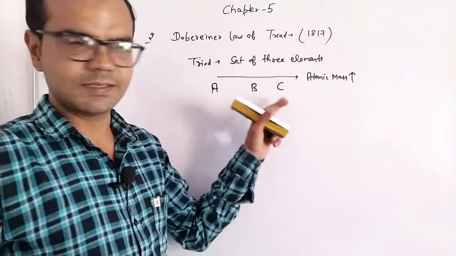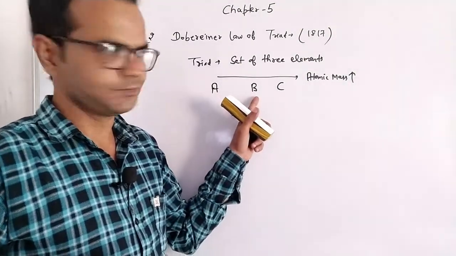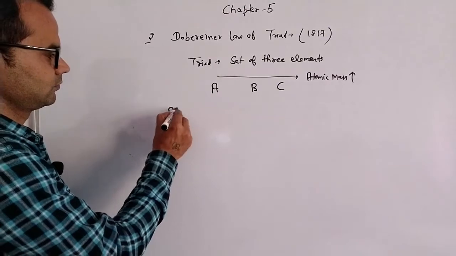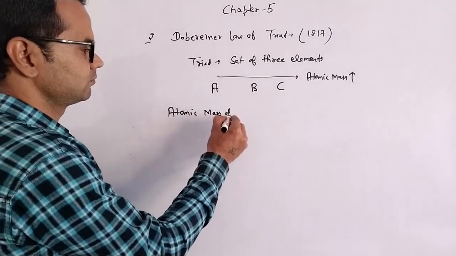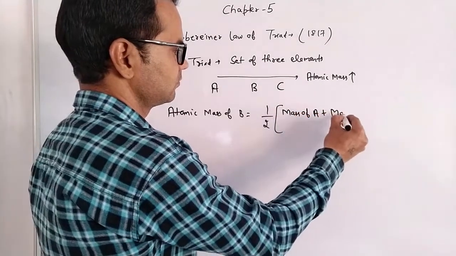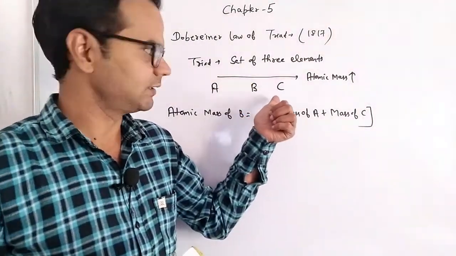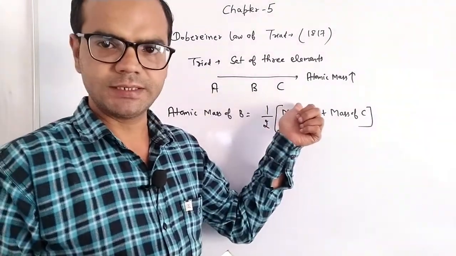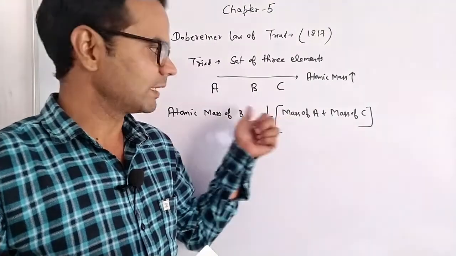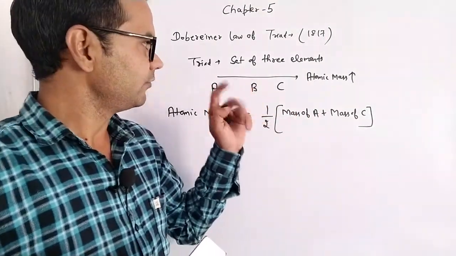For example, we have three elements A, B and C. According to Dobereiner's law of triad, the relative mass of the middle element is the average mass of the first and third element. So what was the triad law? The mass of the middle element is the mean mass or average mass of the first and third element. It may be close to the mean mass, or maybe exactly the same. He gave three examples, and we have now three triads.